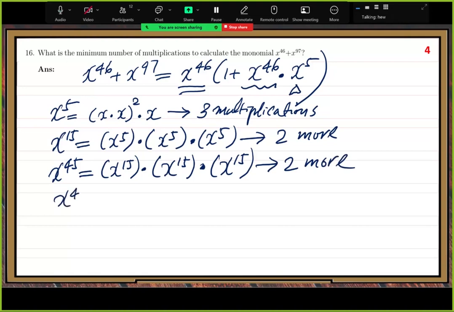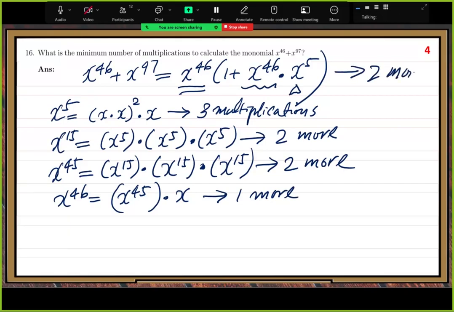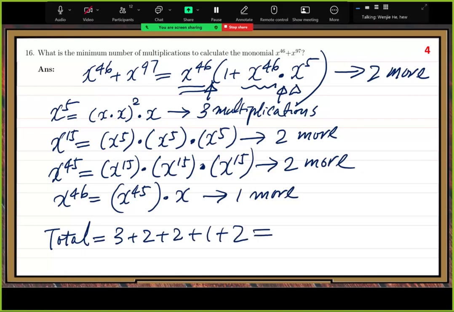The last one, 46. One more. And this place 2 more. Right? 2 more. 1 here, 1 here. So now your total: 3 plus 2 plus 2 plus 1 plus 2. 5, 10. Right? 10 multiplications.